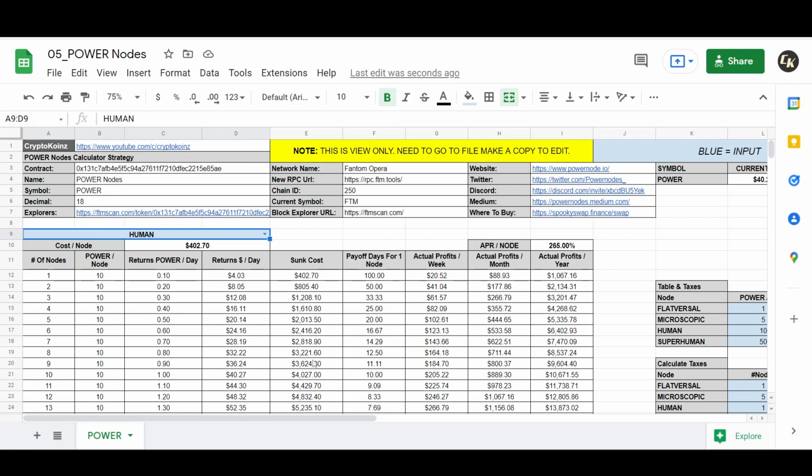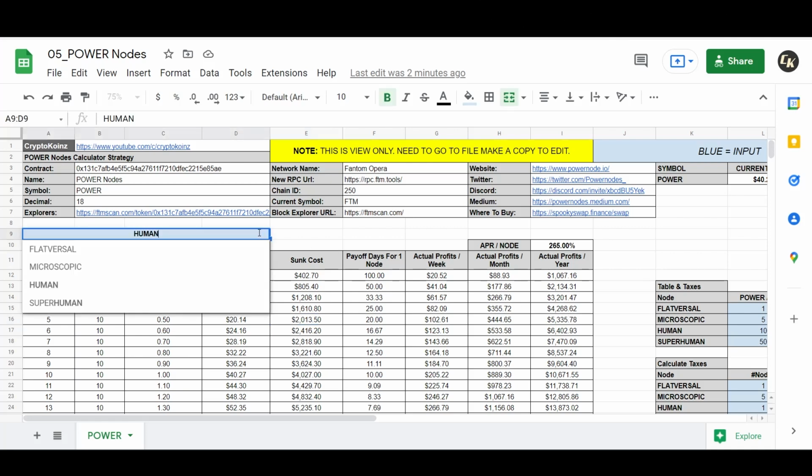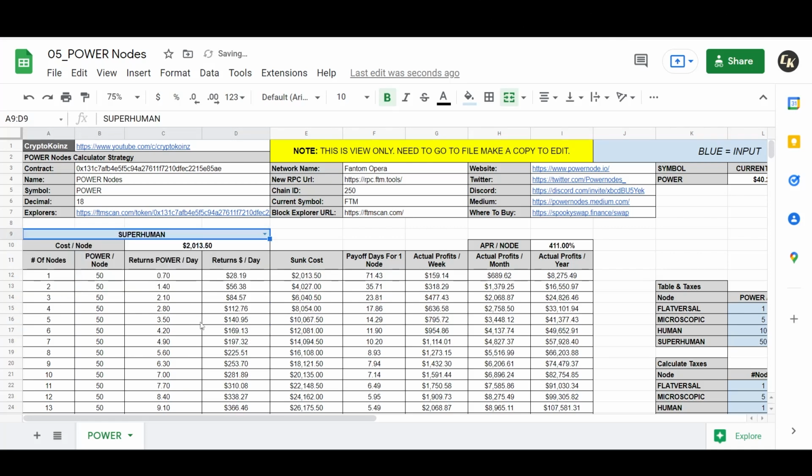You can see, let's just say you have $2,000 available to invest. You go here, if you were to buy 5 human nodes, that's a $2,000 investment. That's the sunk cost. And after a year, you can expect to make $5,335.